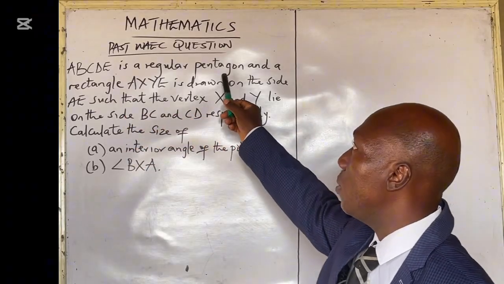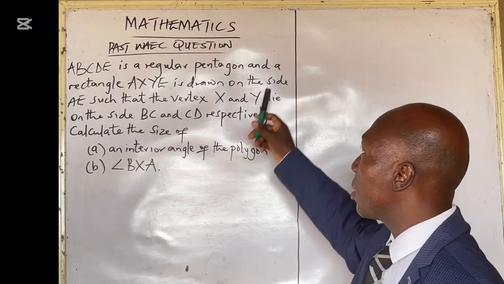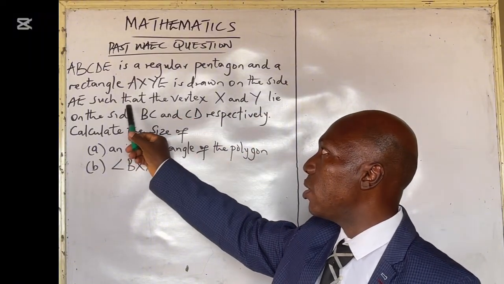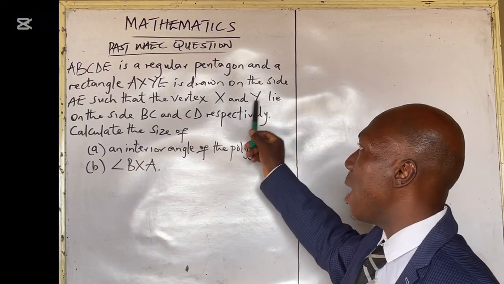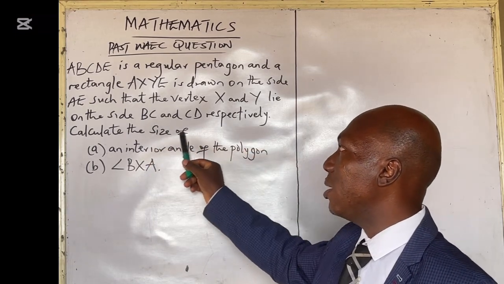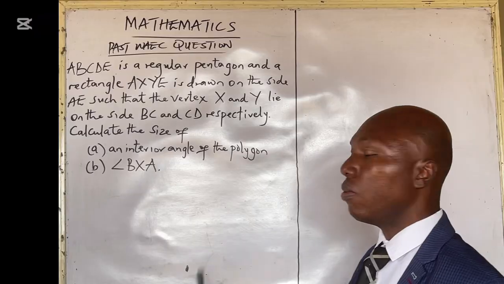We have the problem on the board. ABCDE is a regular pentagon and a rectangle ASXY is drawn on the side AE such that the vertices X and Y lie on the side BC and CD respectively. Calculate the size of an interior angle of the polygon.